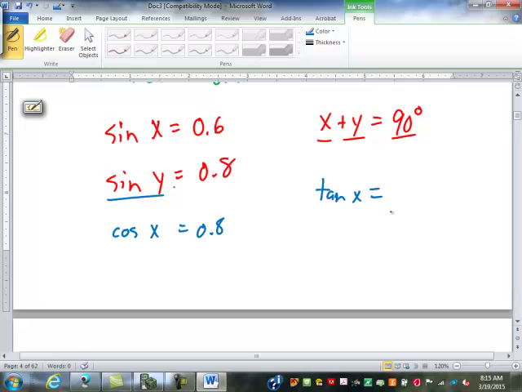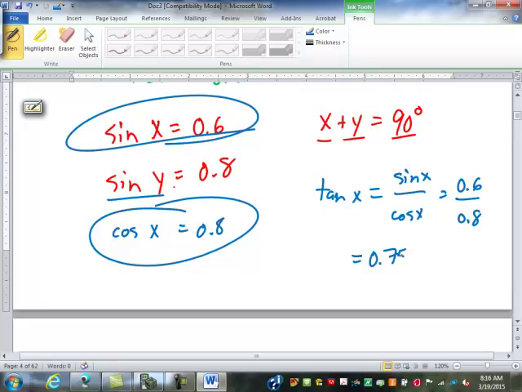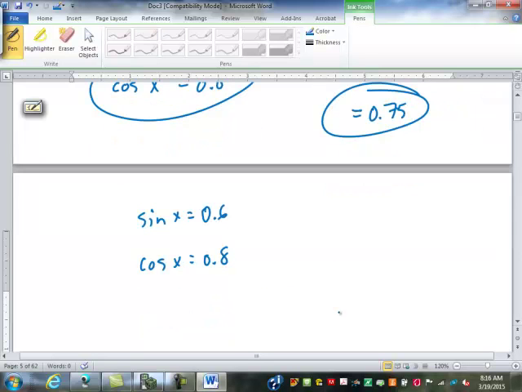What's the tangent of x going to be then? Well, from what we just saw, you can find the tangent as the sine over the cosine. We know this. We were given the sine of x is 0.6. We found the cosine because they're complements to be 0.8. 0.6 over 0.8 is 0.75. The tangent of x would be 0.75. If you want to confirm this, we can use what we learned yesterday. The sine x is 0.6, cosine x is 0.8, tangent x is 0.75.